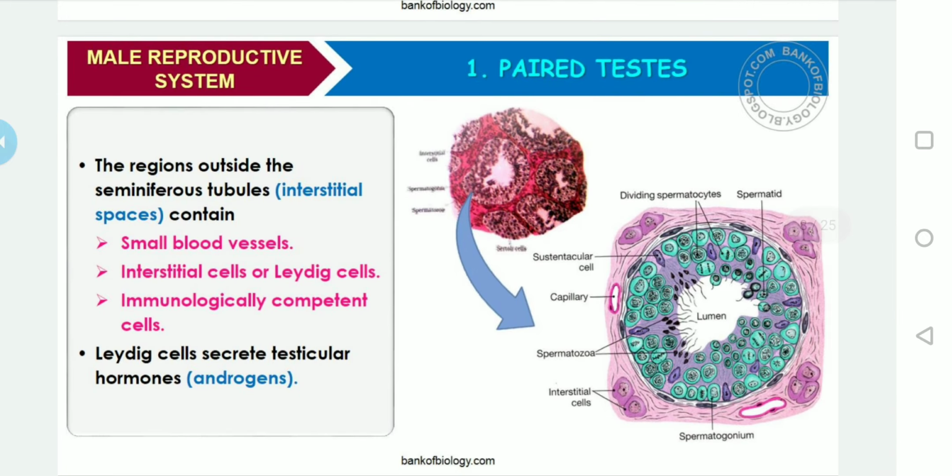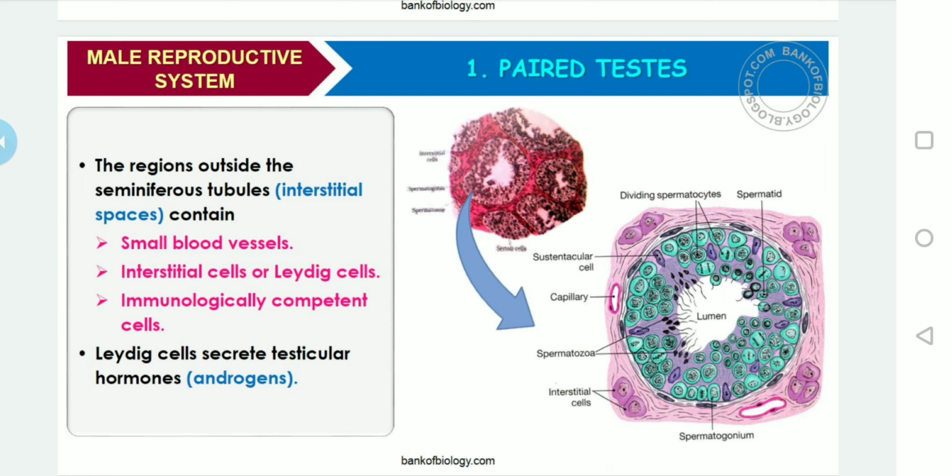So that means the region outside the seminiferous tubule. What will it be containing? Small blood vessels. It also contains interstitial cells or Leydig cells and immunologically competent cells. The Leydig cells secrete the testicular hormones, commonly known as male hormones, in general we can also say androgen. So this is the structure, that means the diagrammatic sectional view of the seminiferous tubule.